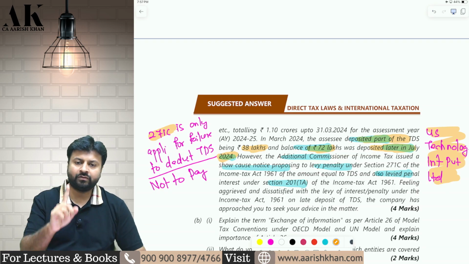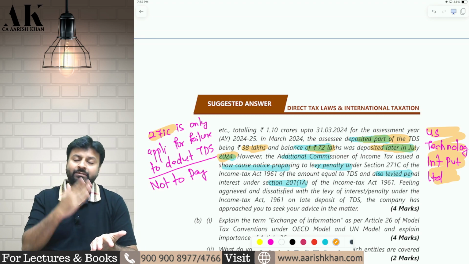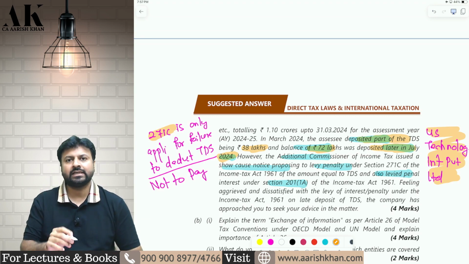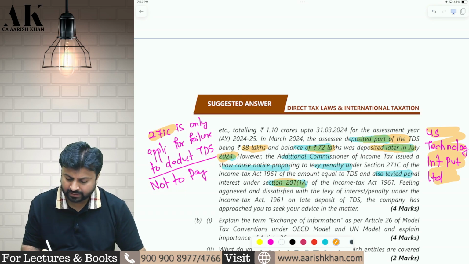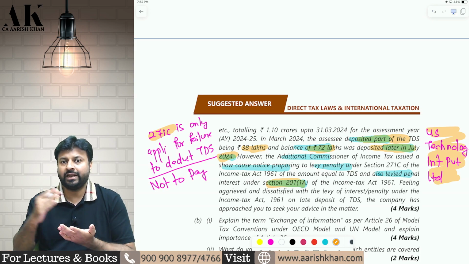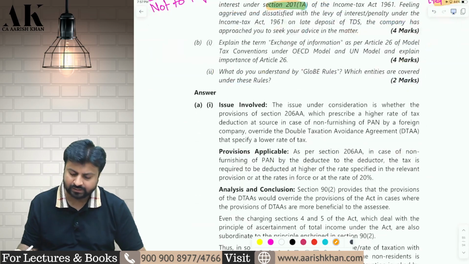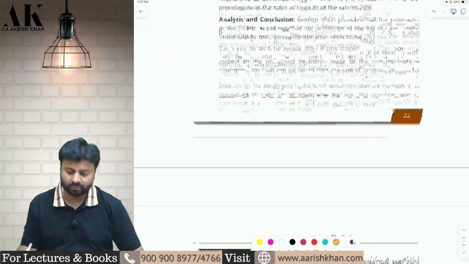It is only applicable for delay in what? Deduction. If the assessee has not deducted on time, you can apply 271C. Yes, if you want, you can apply interest under 201(1A) on the assessee for delay in payment of TDS, but you cannot apply penalty under 271C on the assessee. The next few questions are theory questions that you can go through at your end.